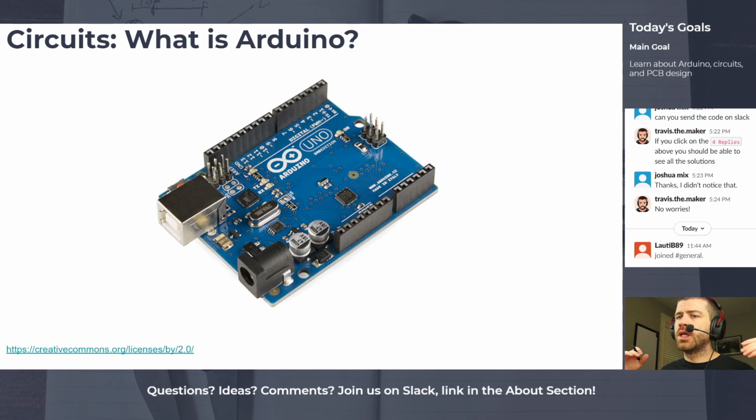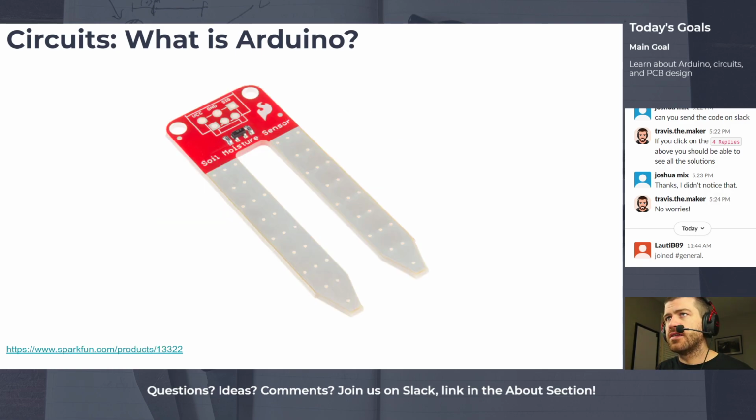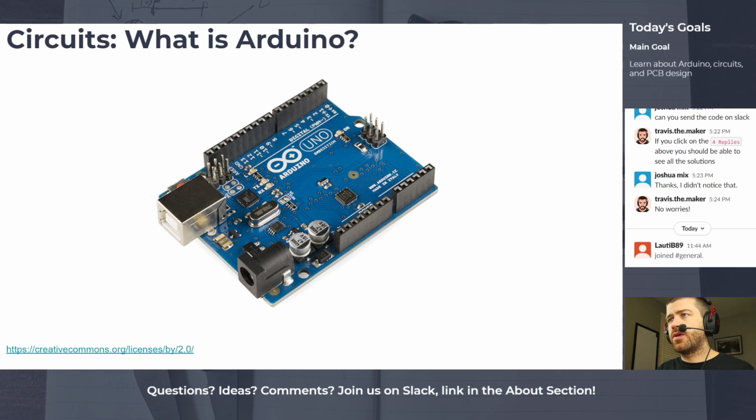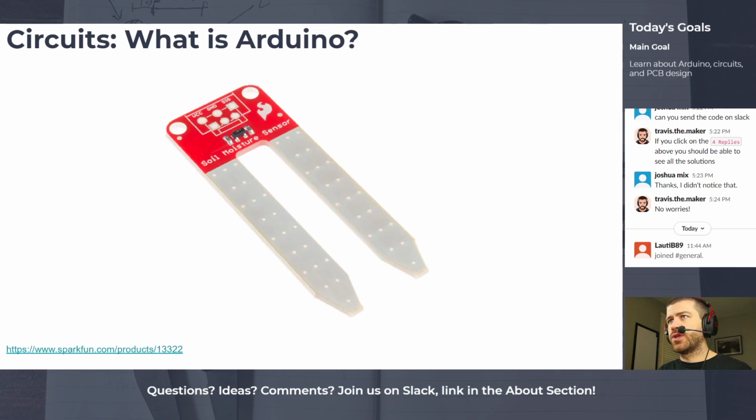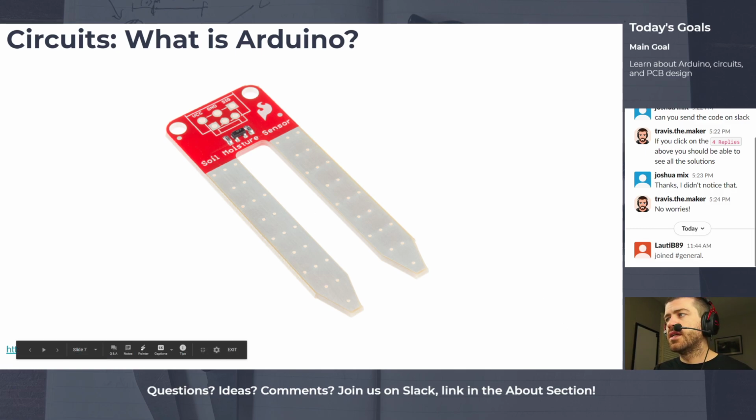Cool. So what is an Arduino? I'm going to be jumping back and forth a little bit between this side and this photo. So this is an Arduino. This is a soil moisture sensor, a little device that you can plug these little prongs into soil, and then you can measure how moist the soil is so you know when to water your garden or not.